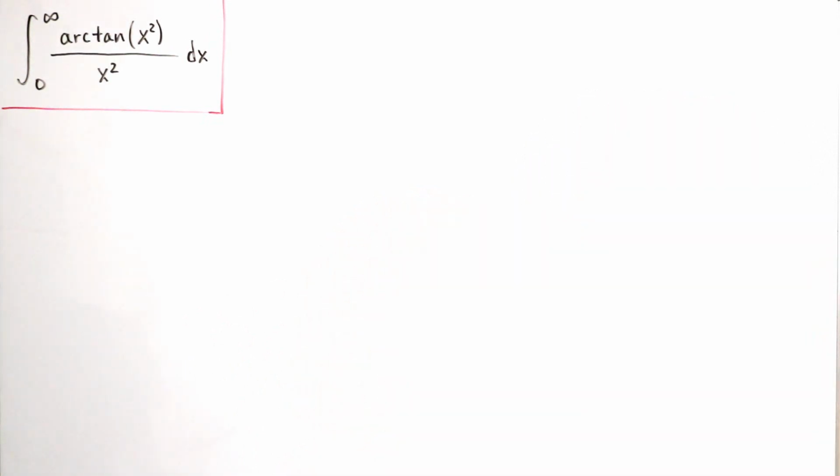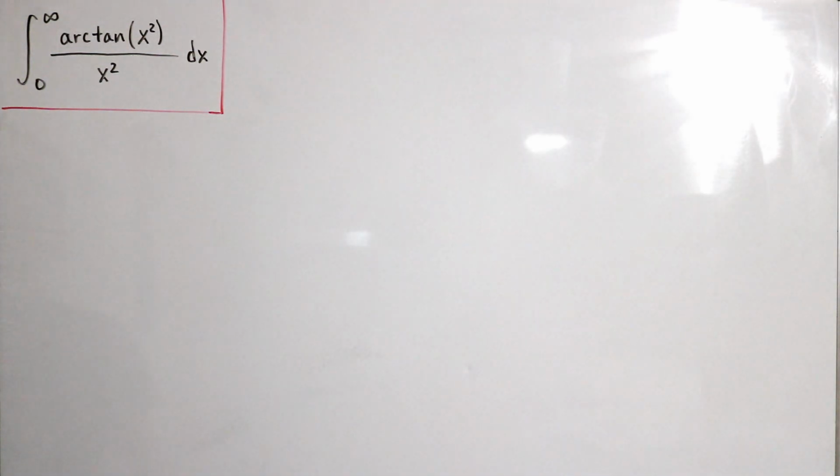Obviously, you can see that you can't really do any sort of u-sub. Maybe you could try integration by parts, but I think that method will make things a lot more difficult to work with. So I think there's an easier way to do it.